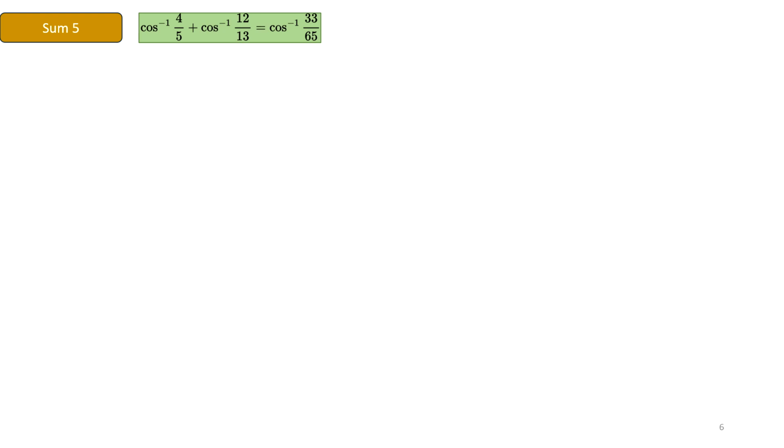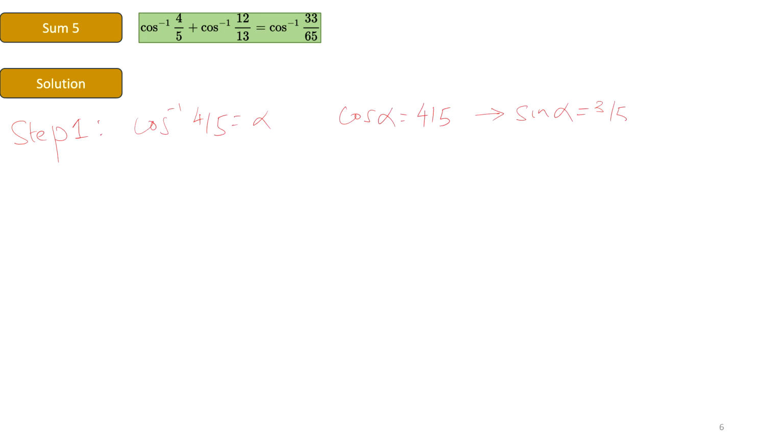Sum number 5. Prove that cos inverse 4 by 5 plus cos inverse 12 by 13 is equal to cos inverse of 33 by 65. Step 1 and Step 2. We take cos inverse 4 by 5 and cos inverse 12 by 13 as alpha and beta respectively.